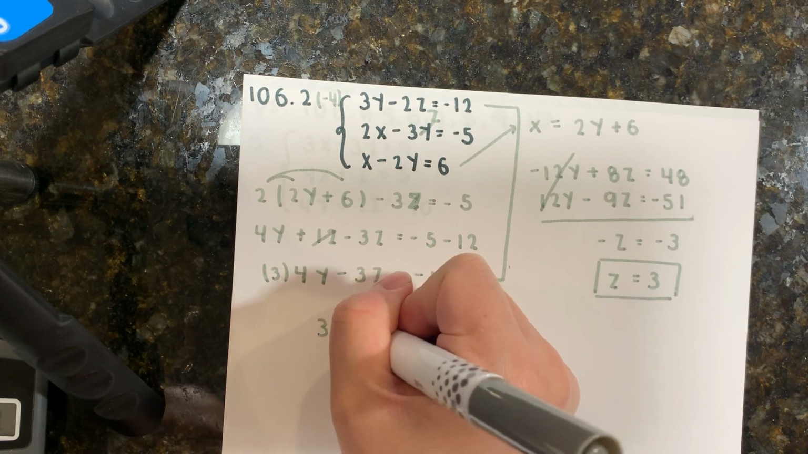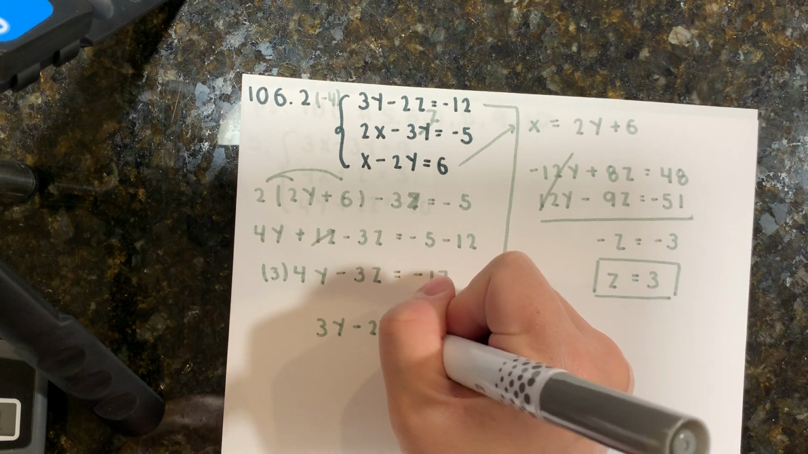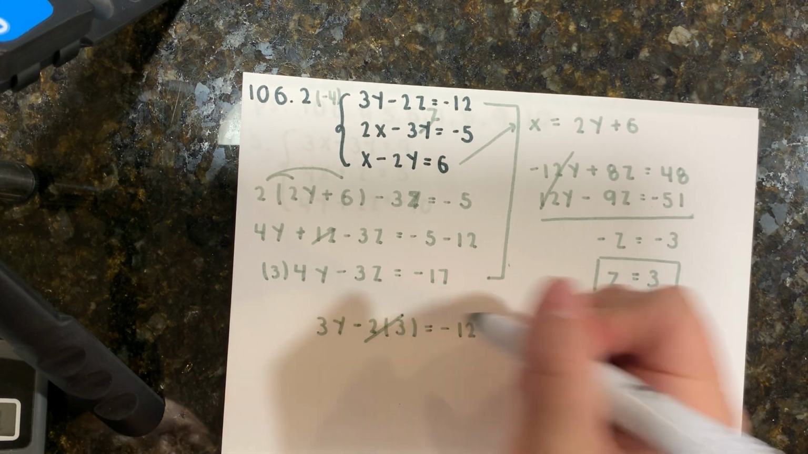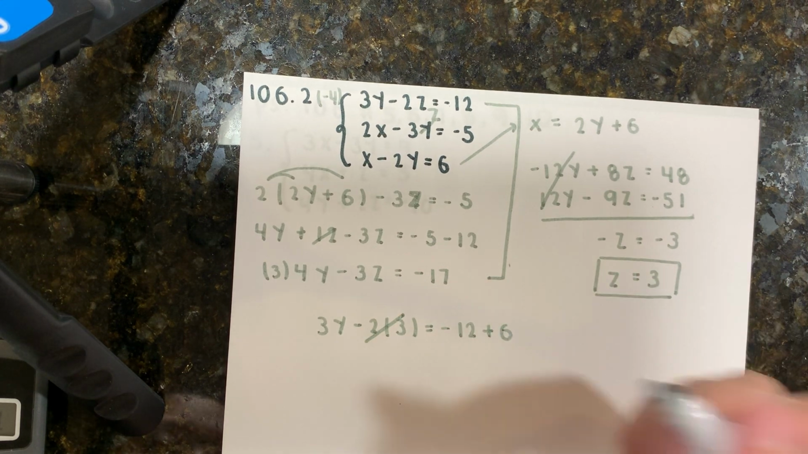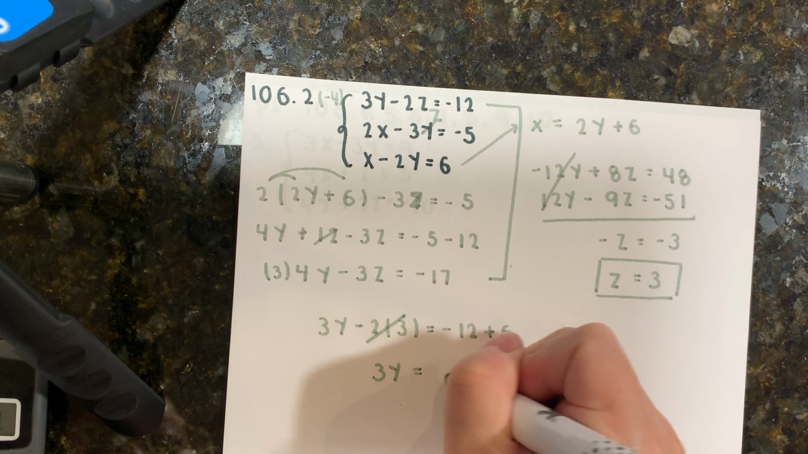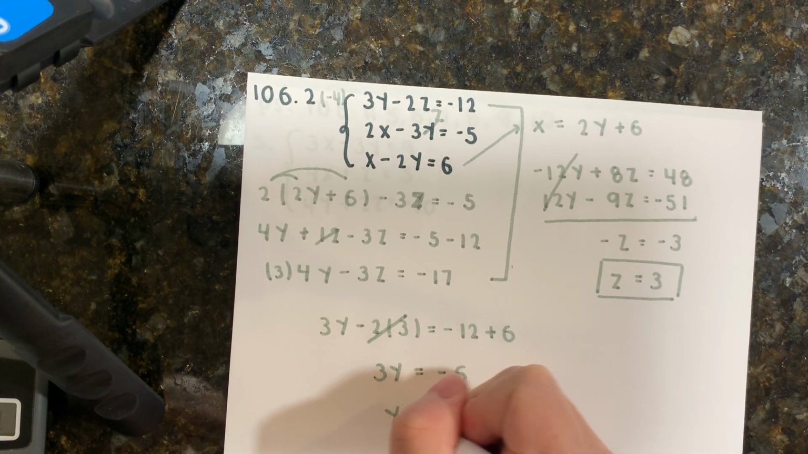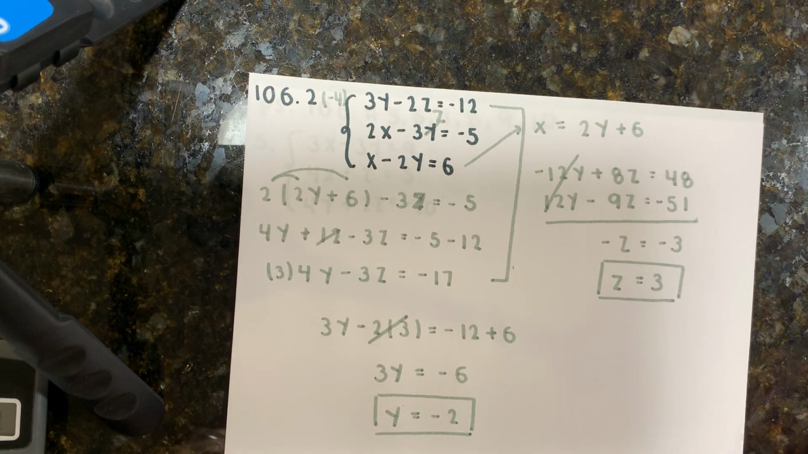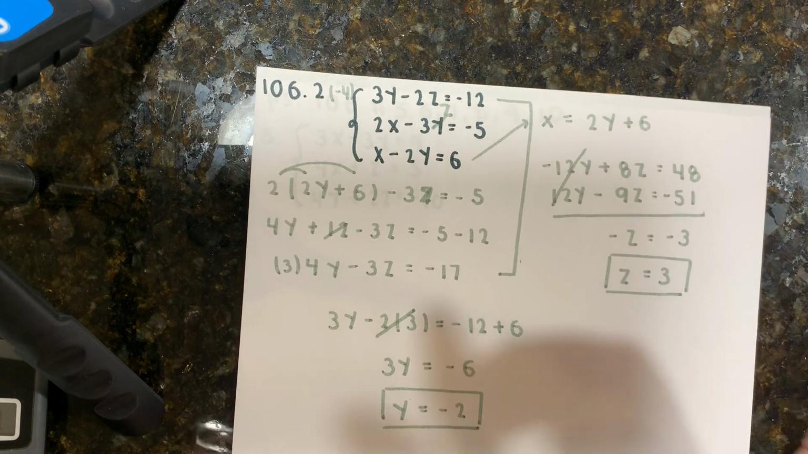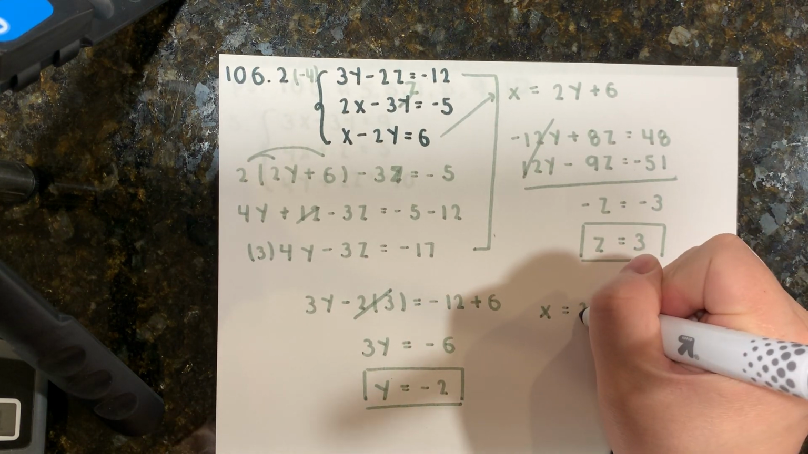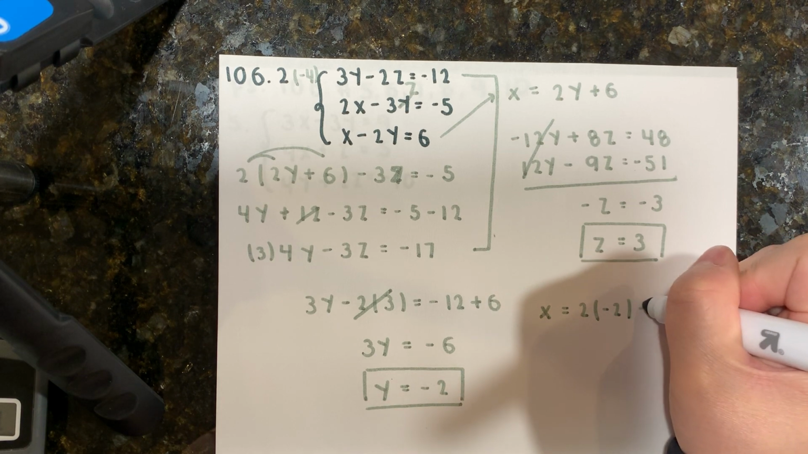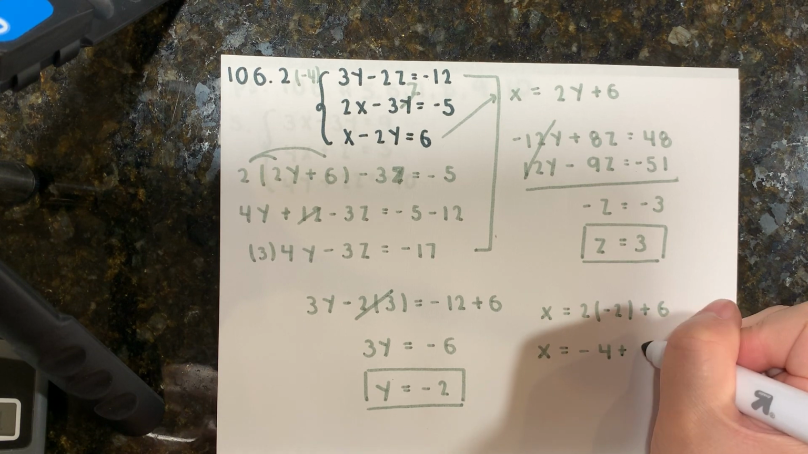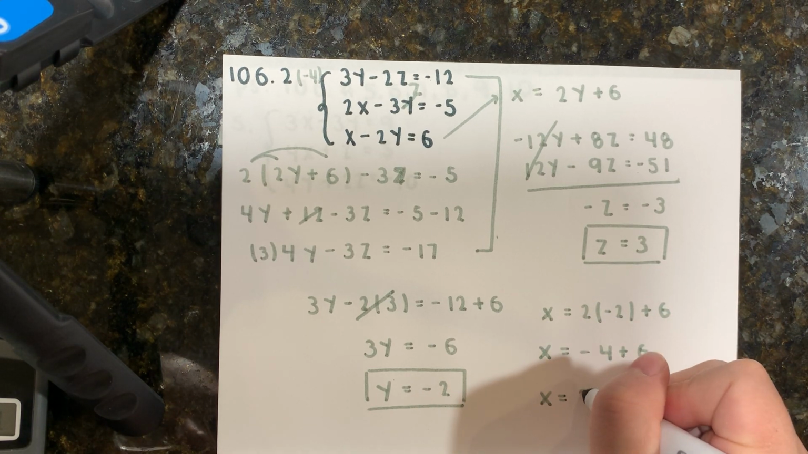So that would be 3y minus 2 times 3 equals negative 12. Negative 2 times 3 would be negative 6, so the opposite of that would be plus 6. So I'd have 3y is equal to negative 6, and therefore y is equal to negative 2. And then lastly is just solving for x, and you can use this equation right here. That would be x is equal to 2 times y, which is negative 2, plus 6. So x would be equal to negative 4 plus 6, and therefore x is equal to 2.